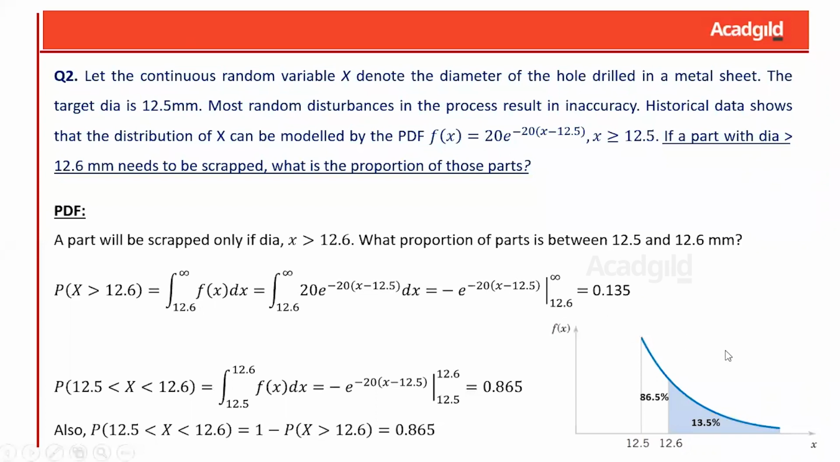Now this is represented by the colored area in the graph. Now to calculate the proportion of parts between 12.5 and 12.6 mm, we will evaluate the probability for diameter lying between 12.5 and 12.6. Using the suitable formula and putting in the constant limits of the interval, we get the answer as 86.5%, also shown in the figure.